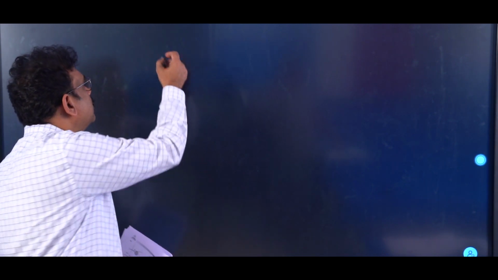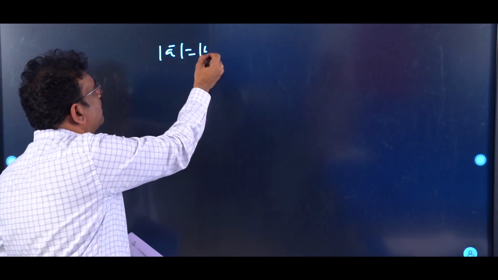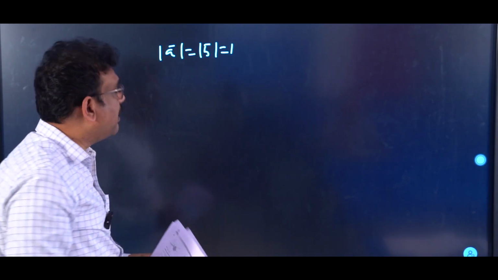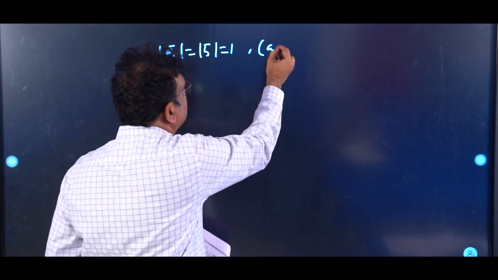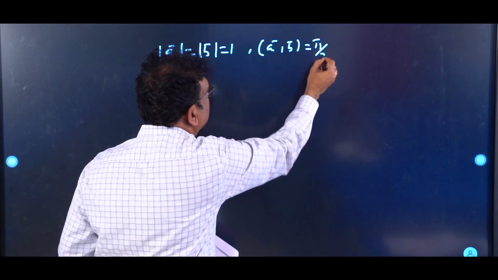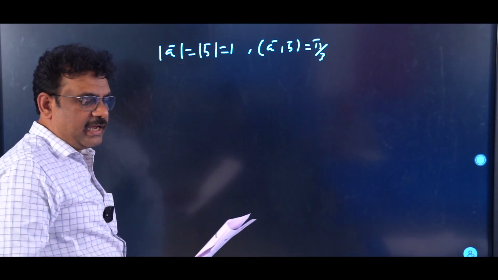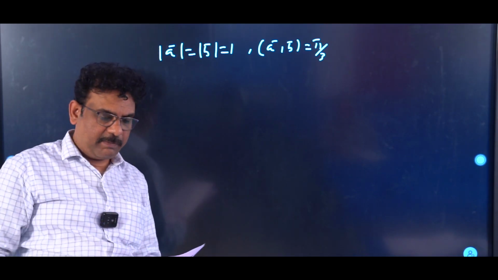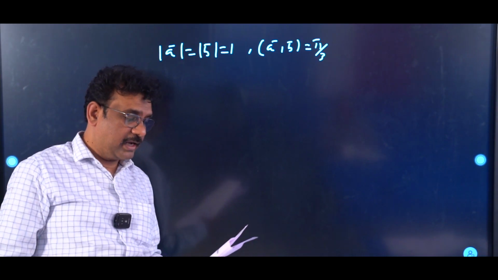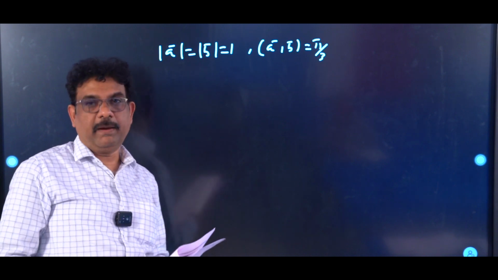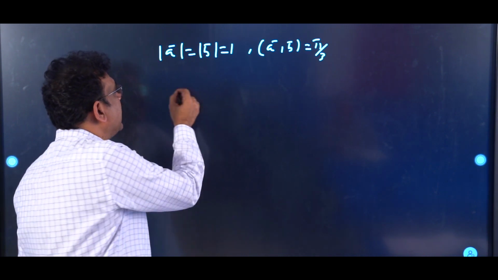So a problem from vector algebra. Let a bar and b bar be two unit vectors, so modulus of a bar is equal to modulus of b bar equal to 1, such that the angle between a bar and b bar is pi by 3. If lambda a bar plus 3b bar and 2a bar plus lambda b bar are perpendicular to each other, then find the product of all possible values of lambda.